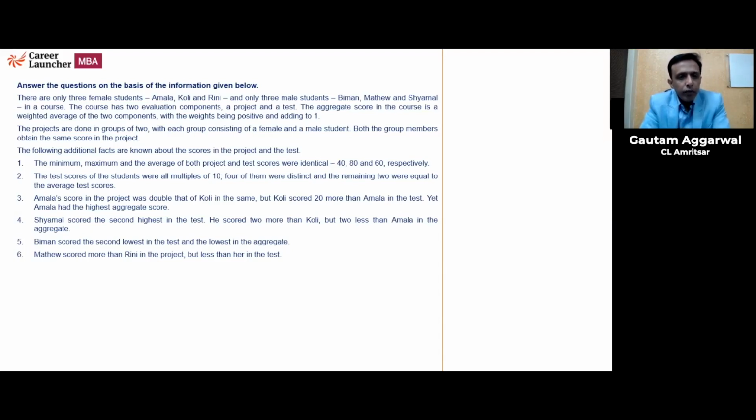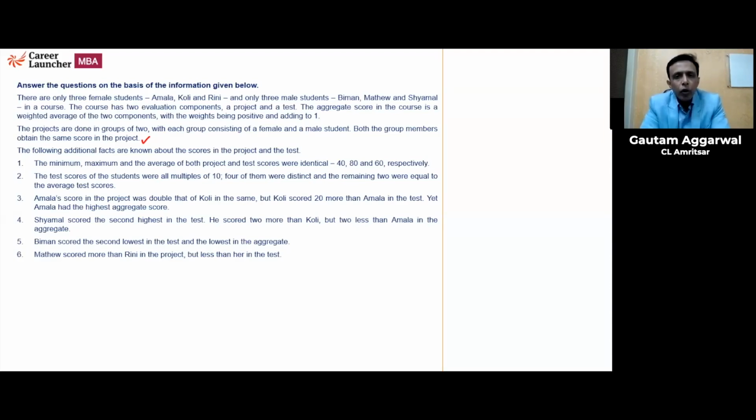The first important information was that the project has to be done in groups of 2, with each group consisting of a male and a female student, and both group members had the same score in the project. So that was important to understand. In terms of the project, I have 3 groups, each forming a male and a female, with each of them scoring equal within the same group. So there would be 2 identical scores, and another 2 identical scores.